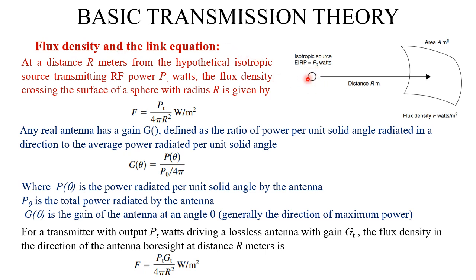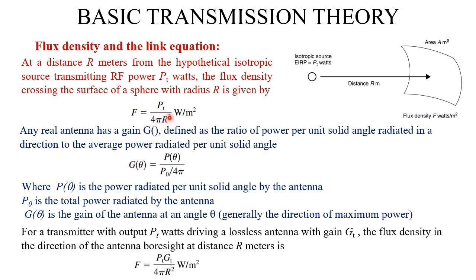Here we are assuming that we have a source which is isotropic in nature with effective isotropic radiated power PT watts. Okay, so we have a receiver right here. Receiver area is A meter square. The distance is r meter. Then the flux density at a distance r for this isotropic source can be written as F equal to Pt by 4 pi r square.